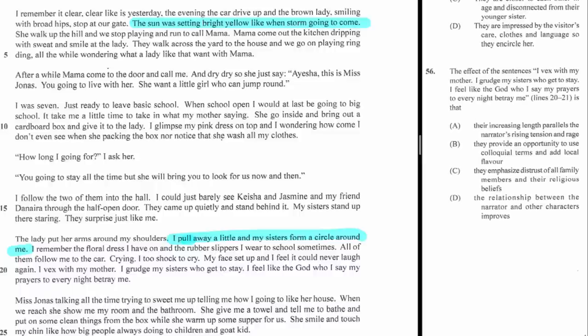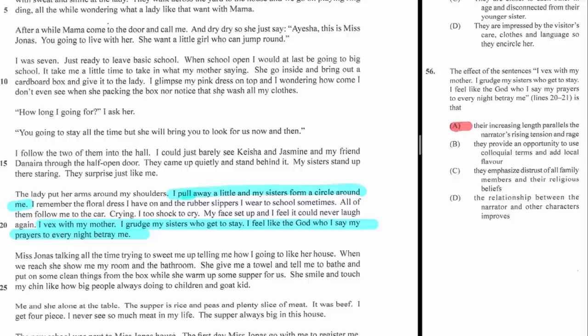56. The effect of the sentences, "I vex with my mother, I grudge my sisters who get to stay, I feel like the God who I say my prayers to every night betrays me," lines 20 to 21, is that, answer A, their increasing length parallels the narrator's rising tension and rage. Now, this one's a little complex, but it's the only option that makes sense.